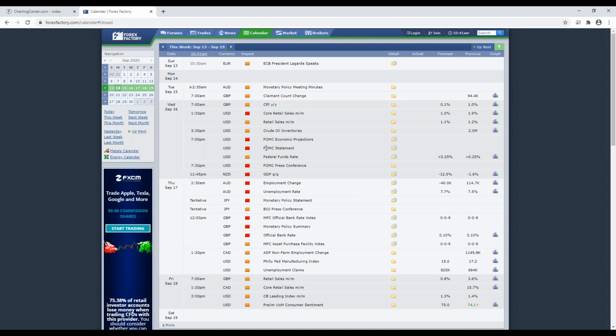FOMC, that's always a big one, isn't it? Okay, well, we talked about the central banks. This is the first big one of the week, the three that we discussed at the beginning of this. Any signs of further help for the US economy? That's what we need to look for. The FOMC, by the way, that stands for Federal Open Market Committee. It's like our MPC, but it's for the US Central Bank, the Federal Reserve.